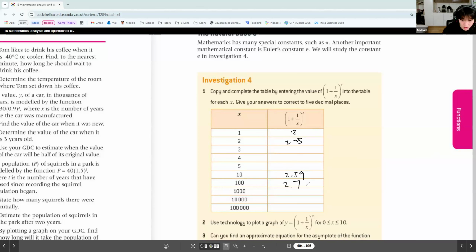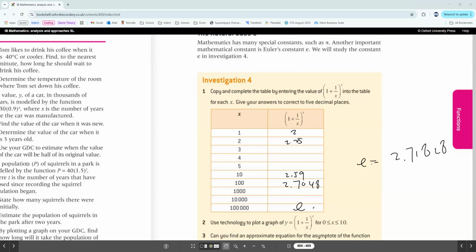This is 2.77048. Eventually we get the natural number e, which it converges to, approximately 2.71828. Okay, something like that. So that's where this number comes from. Now, do you guys understand?